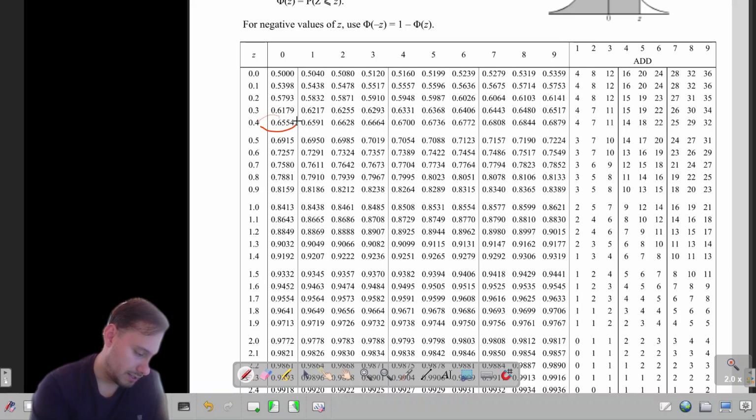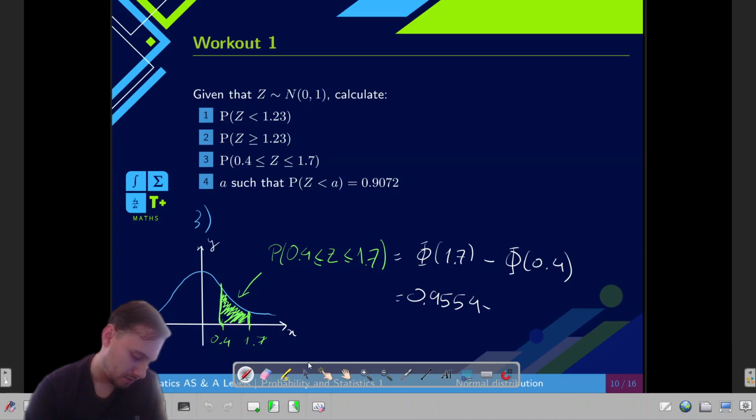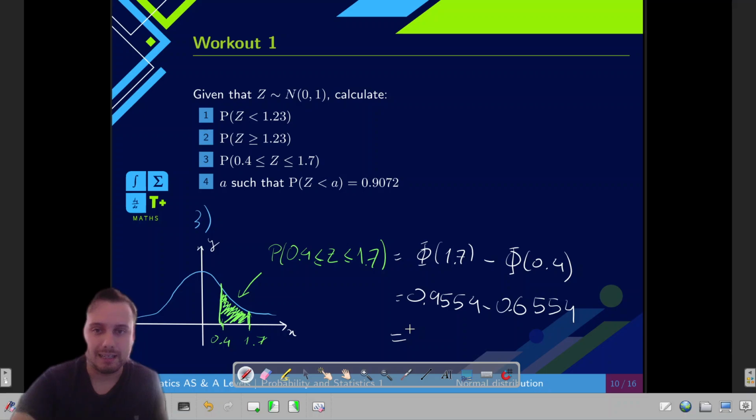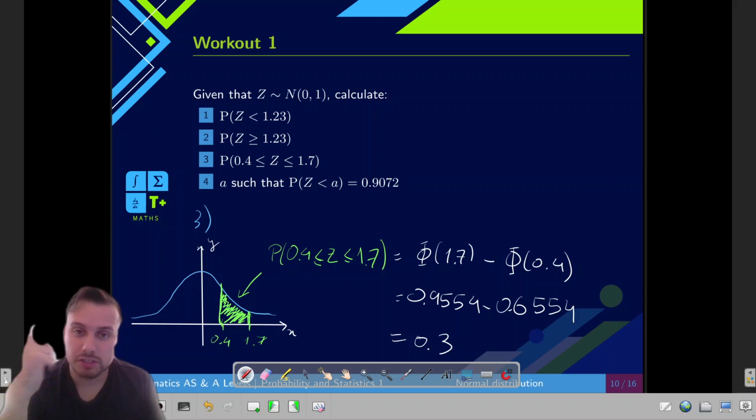So we're going to be using this value here, that is 0.6554. So this is minus 0.6554. This is a very easy subtraction because you see that all of the decimal digits will cancel out except for 0.3, and that is the probability in this case. This is how it works when finding the area between two values: you just take the phi of the greatest value and subtract the phi of the lowest value.